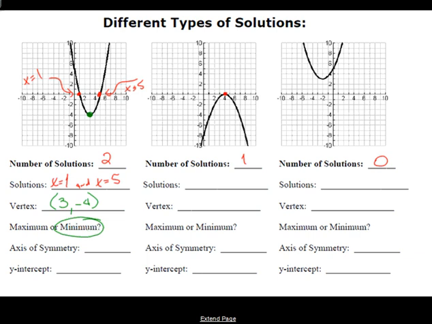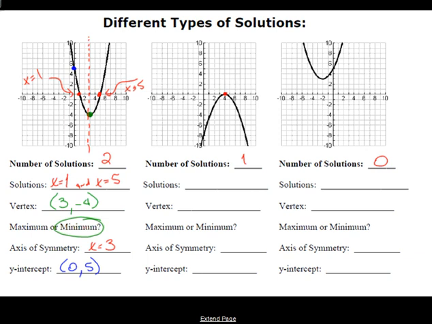Now my axis of symmetry is a line. It is a vertical line, so therefore it's this line here going straight up and down. It is the same as the x value of my vertex, so x equals 3. My y-intercept is this point right up here, and it is an ordered pair. The y-intercept is 0. Y-intercepts always have to have 0 as our x value, and then 5.